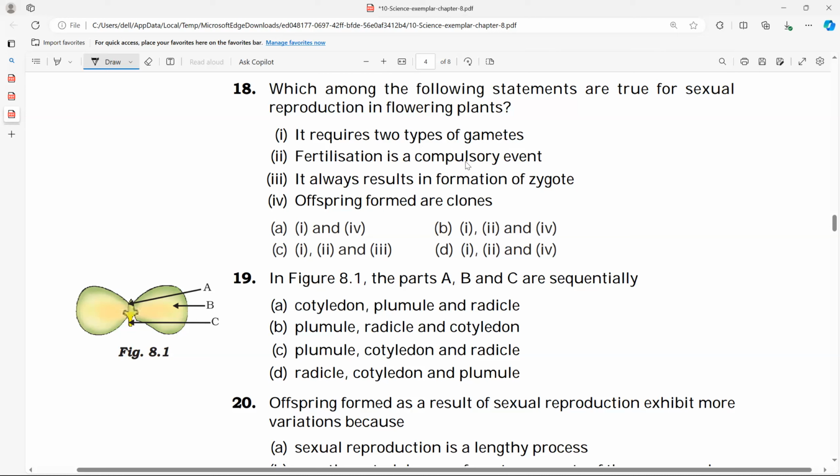Which of the following statements are true for sexual reproduction in flowering plants? So first of all, it requires two gametes. Yes, it requires two gametes. Second, fertilization is a compulsory event. Yes, second, fertilization is compulsory. It always results in the formation of zygote. Yes. Offspring are not clones because they are having variation. So the first, second, and third. C option is correct. Okay. Next, question number 19.